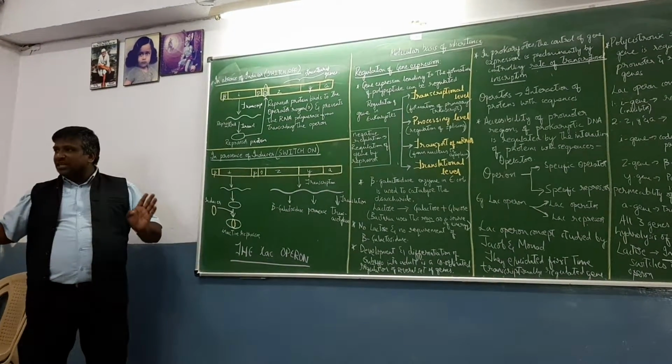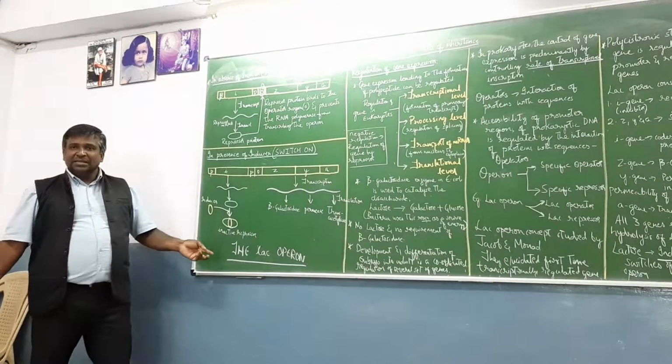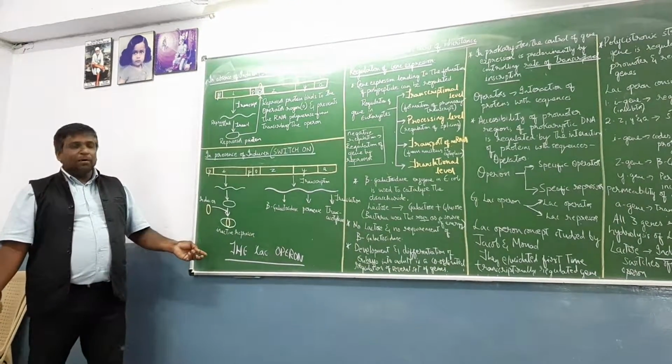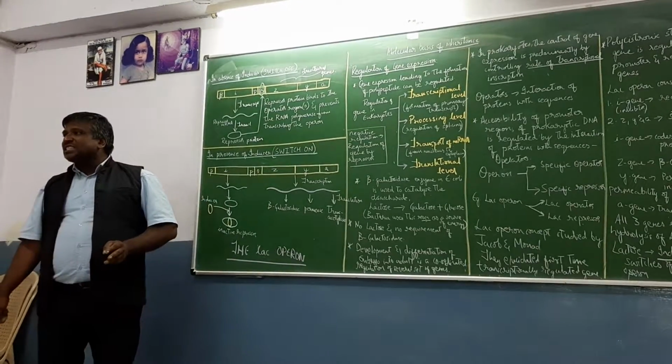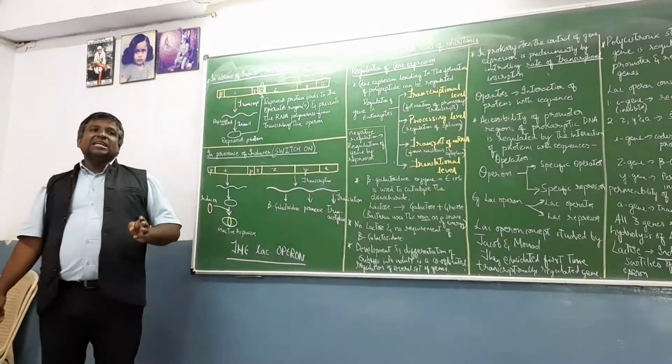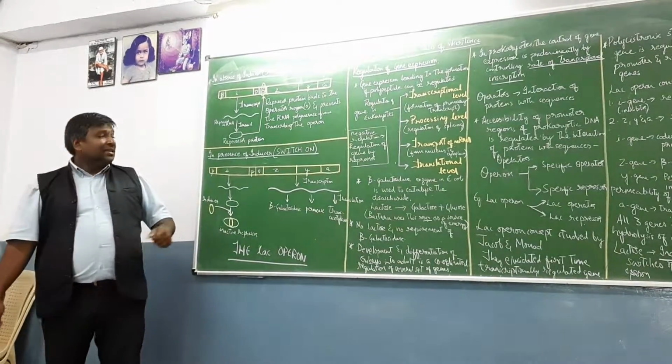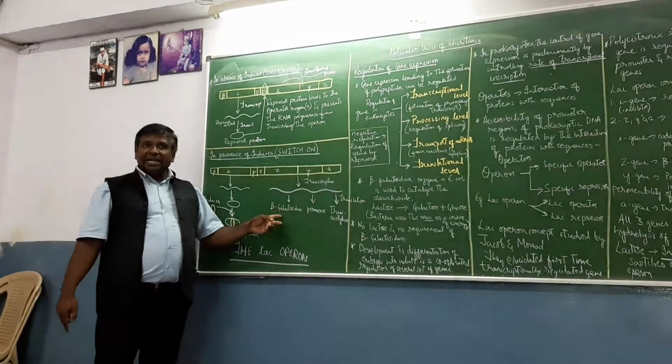Once operon gene is not bound by this repressor protein, the structural genes are active. The structural genes are active. As a result of that, what do they synthesize? Z gene synthesizes beta galactosidase.